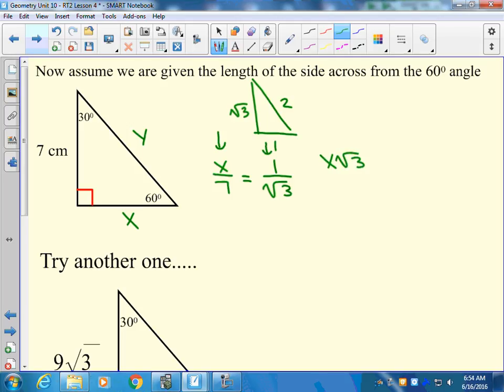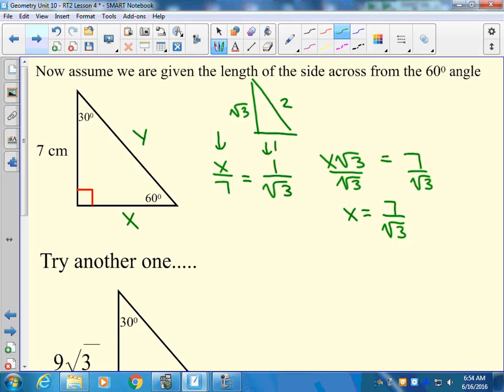X times the square root of 3 equals 7 times 1, or 7. Now we need x by itself. Divide by square root of 3, divide by square root of 3. And now I've got x equals 7 over the square root of 3.